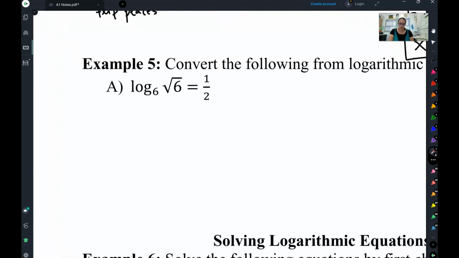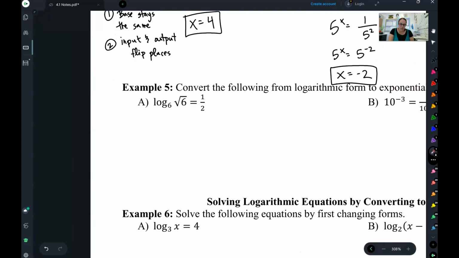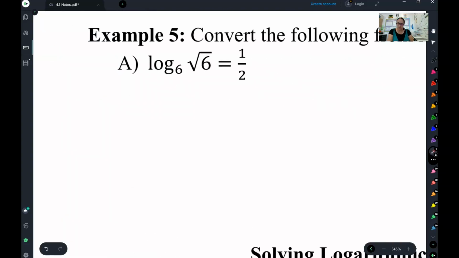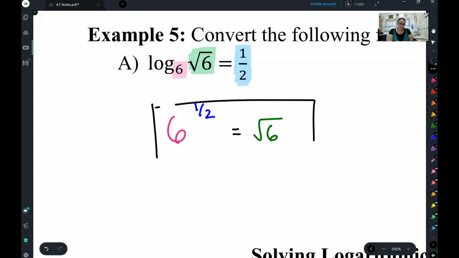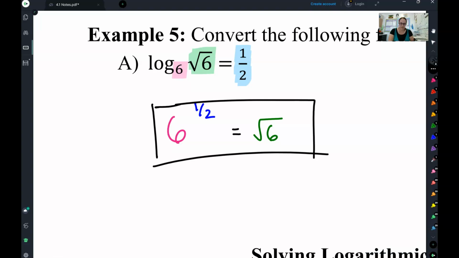Okay, let's move on to our next one, and then we'll end this video. These ones should be pretty fast. I just want to convert from logarithmic form to exponential form. This is something we've already practiced. The base stays the same, and then the input and output flip. So the input is going to turn into an output, and the output is going to turn into an input. And there we go. You'll notice that's our fractional exponent rule. 6 to the 1/2 equals square root of 6.